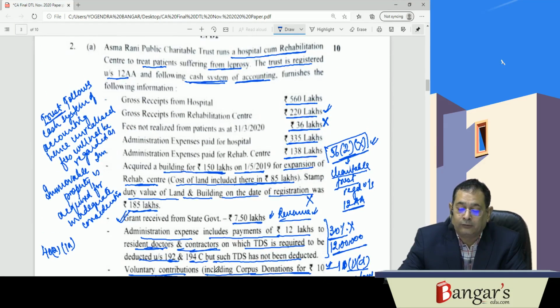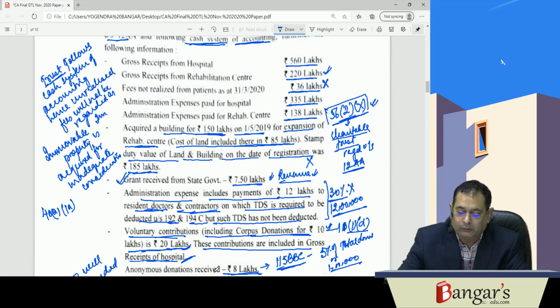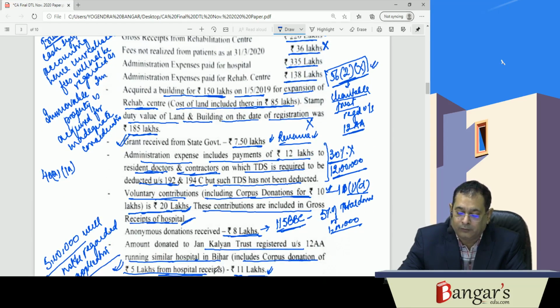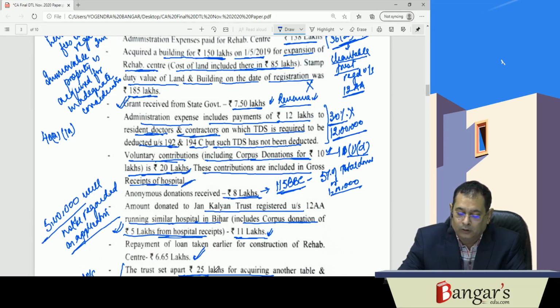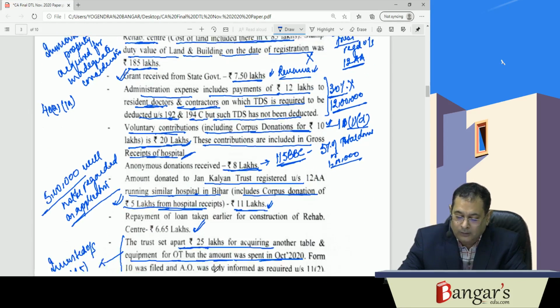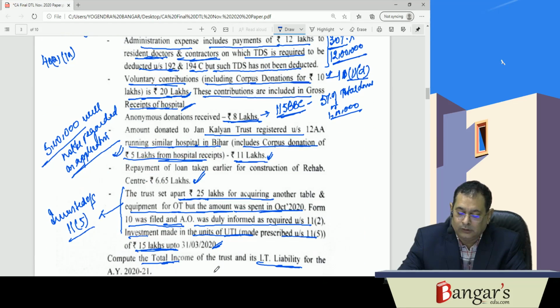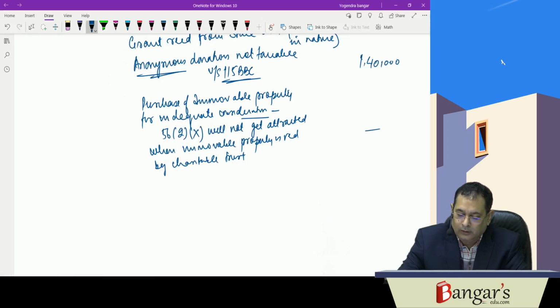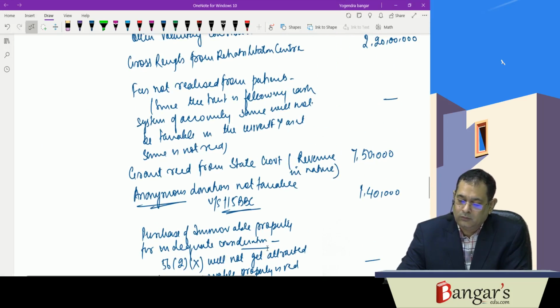And what is next is the income part we are discussing here. Gross receipts we have considered, gross receipts from rehabilitation center we have considered, fees not realized from patients we have seen, and grant received has been considered, immovable property aspect has been considered, anonymous donations we have seen. Now what is the total?